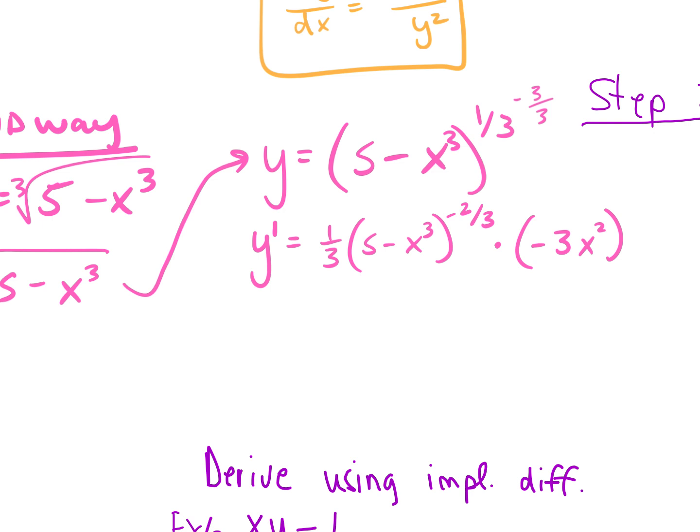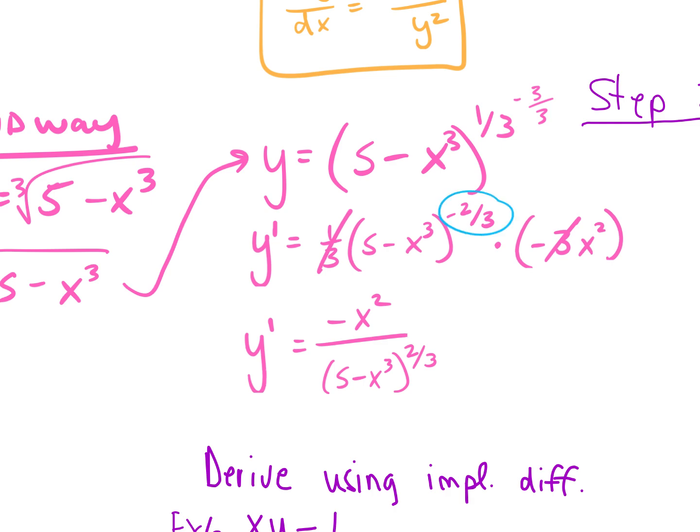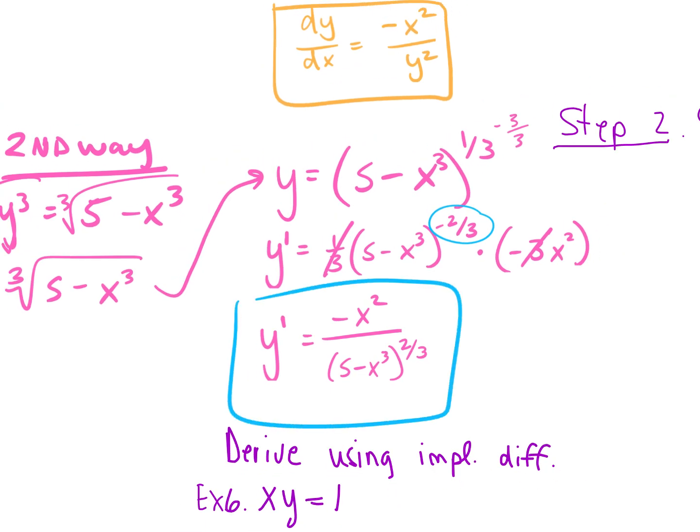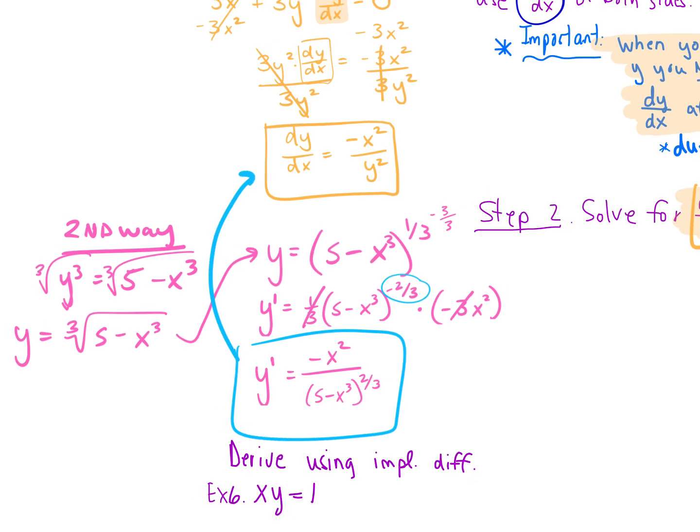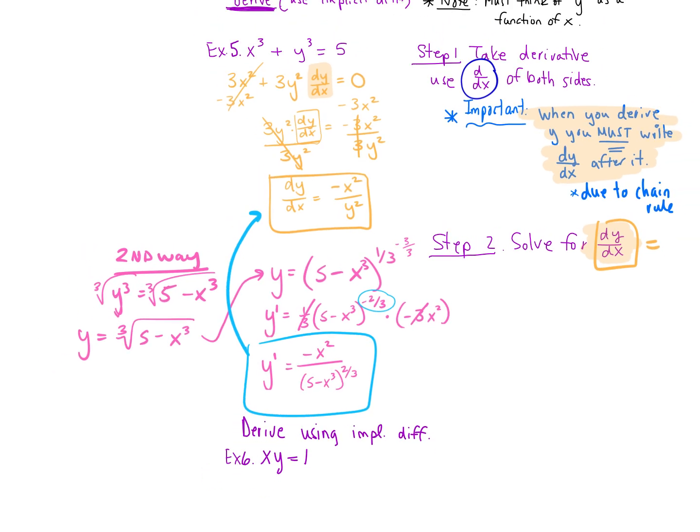When we do a little bit of simplifying, 3 times 1/3 would just be 1, so that goes away. So on top, we're left with negative x squared, and on the bottom, we have 5 minus x cubed to the power of 2/3. Since it was a negative exponent, I moved it to the bottom. So this is our derivative, which is actually the same thing as what we found, except when we use implicit differentiation, we have a y in our answer. If I took 5 minus x cubed to the 1/3 power and put it in that y spot, I would get this as the answer.